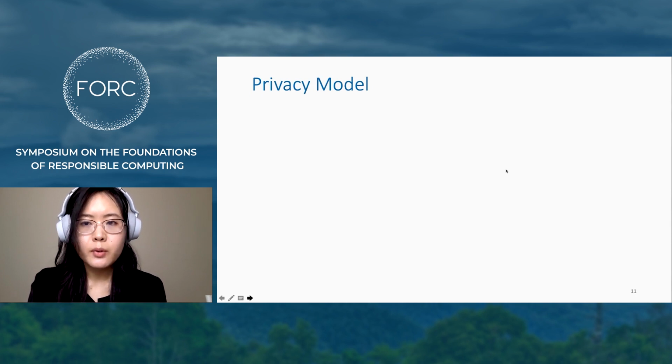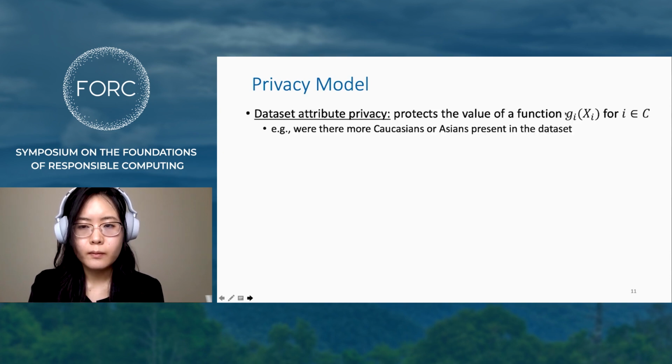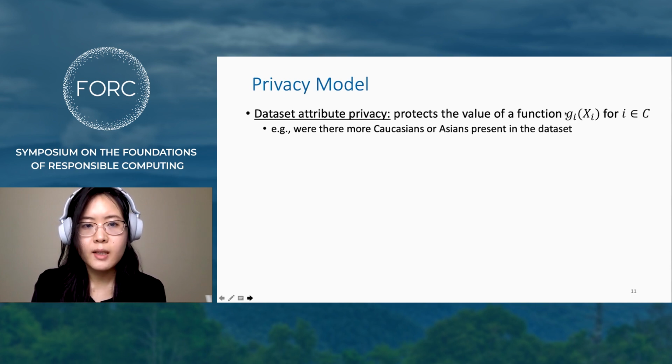And we introduce two notions of attribute privacy. Before we make those definitions formal, we'll start by distinguishing them. The first one is dataset attribute privacy, which protects the attributes of a particular dataset. And the property of the attribute is modeled by this function gi of xi for a particular column. For example, the property could be, were there more Caucasians or Asians present in the dataset?